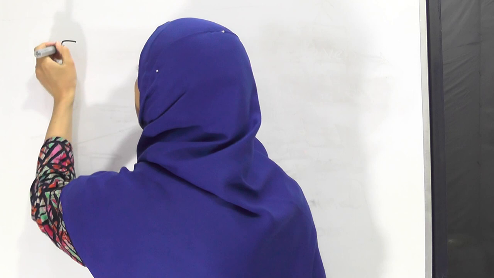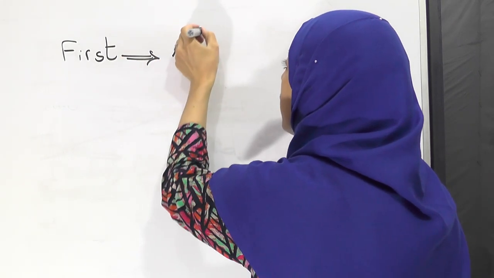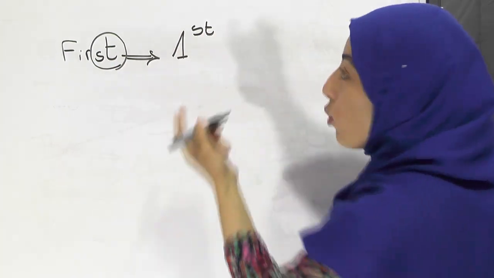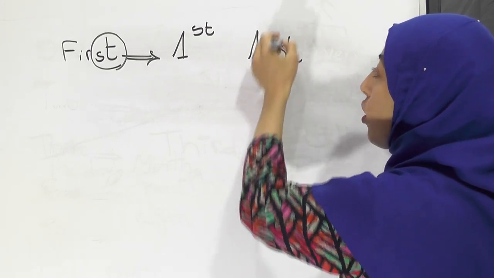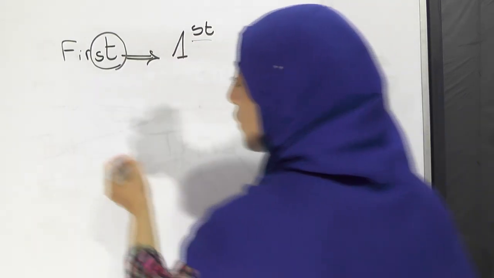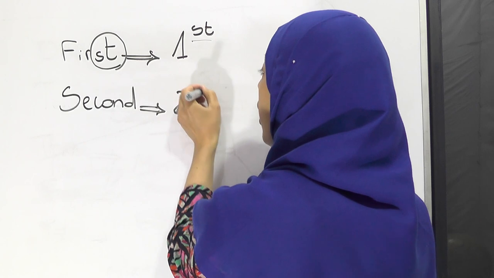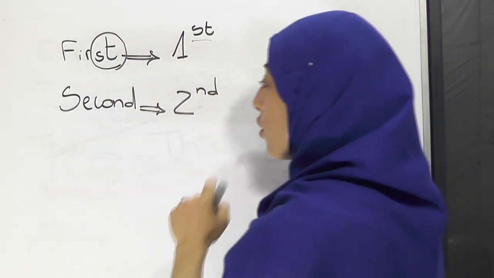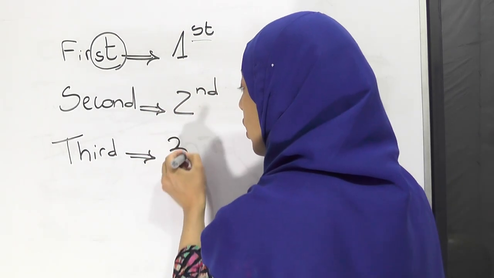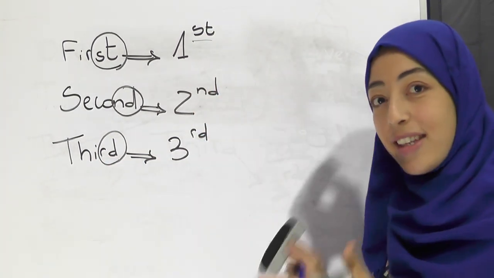We said, first, when we write it like this, 1 and ST here, you notice, first we write 1 and ST. We do not write 1 ST. No, this is wrong. You write 1 and ST above. Second, you write 2, then ND. Third, you write 3 and RD. Here, ND, here, RD. This is simpler. You see, this writing is simpler.